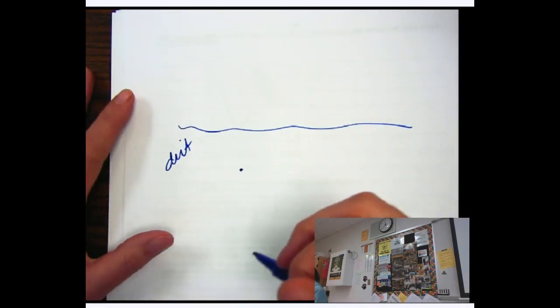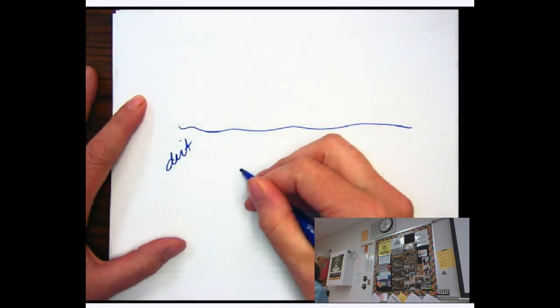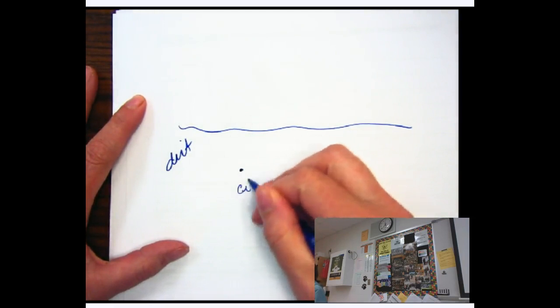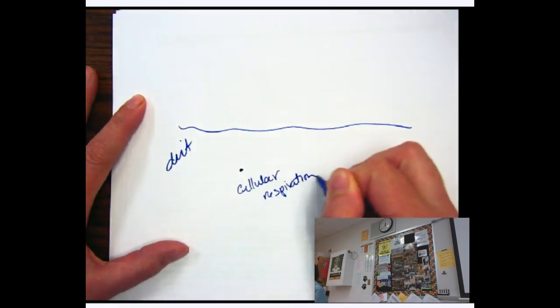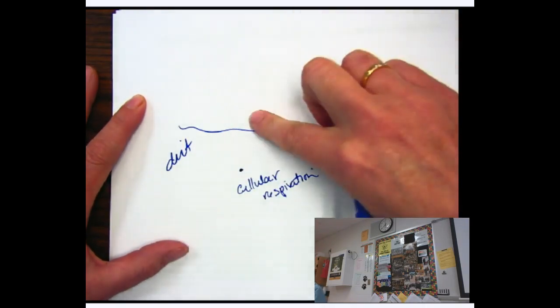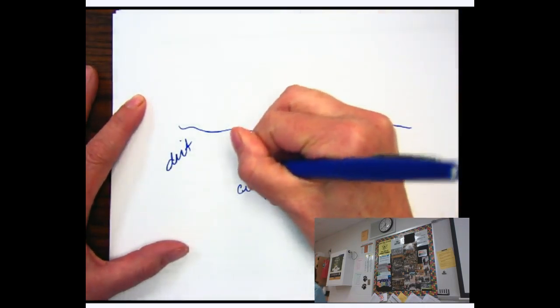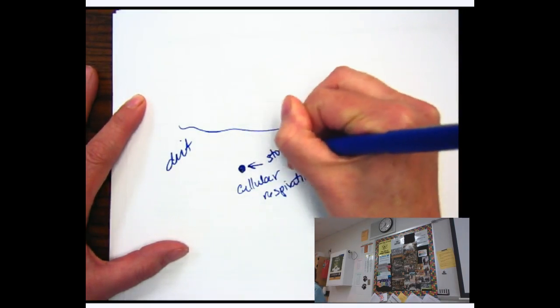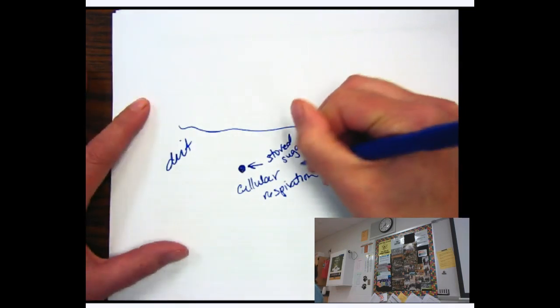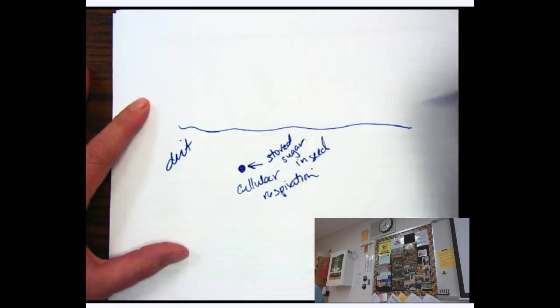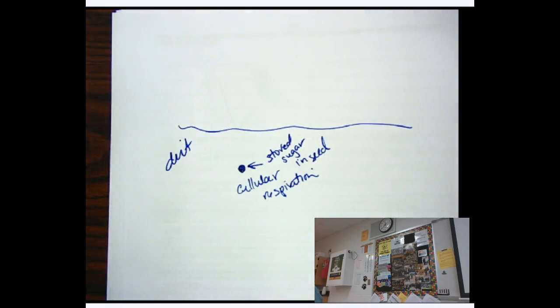It can't do photosynthesis, so it's going to need to do some cellular respiration. But where is it going to get its energy? It's not going to get its energy from the dirt. It's not going to get it from the sun. But it's going to get it from the stored sugars or starches or nutrients that are in the seed. Each seed has nutrients in it already, like stored sugars and starches and things like that.